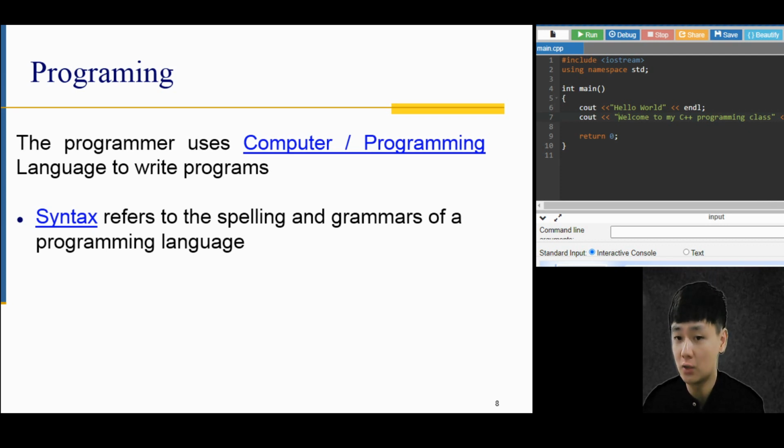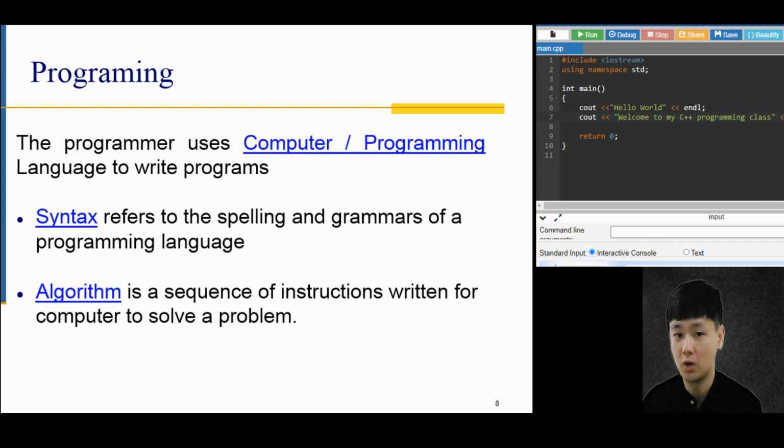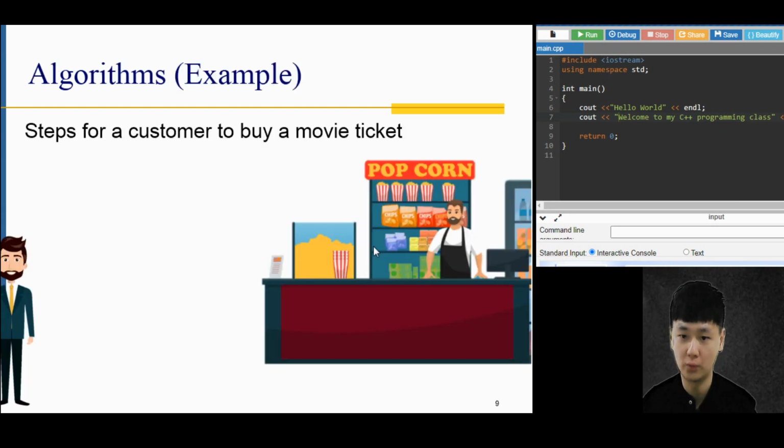The second component is the algorithm. An algorithm is a sequence of instructions written for a computer to solve a problem. Later on, I will show you some techniques on how to plan your work, how to plan your steps, and how to write an algorithm before writing a good program. Before we explore in more detail the syntax for C++, it is quite important, as a good programming practice, that you plan your work first before you start writing any code. This planning step refers to the algorithm.